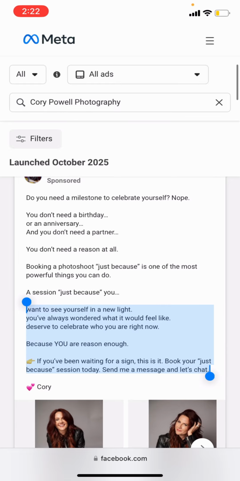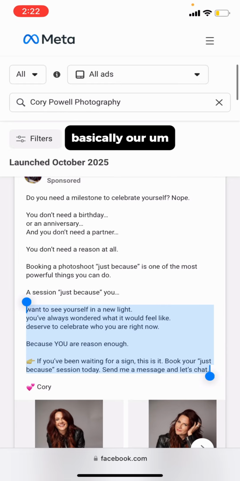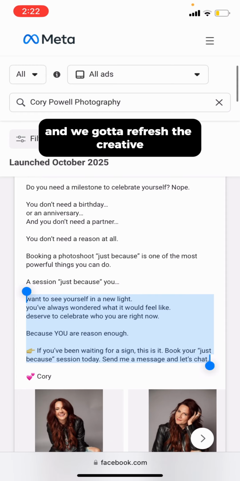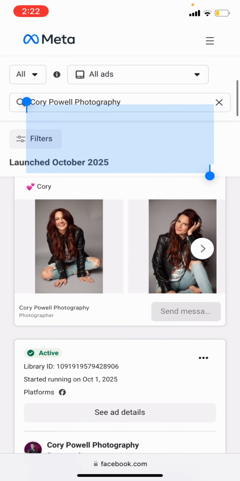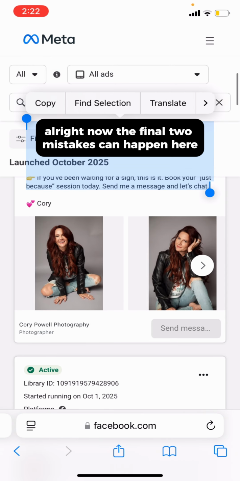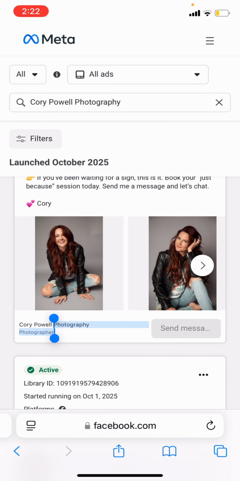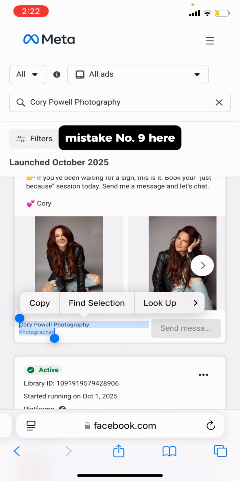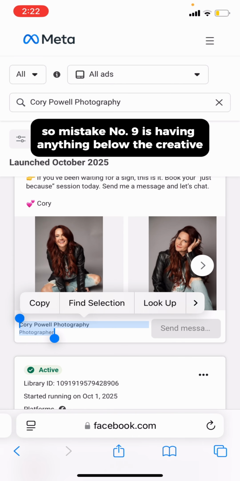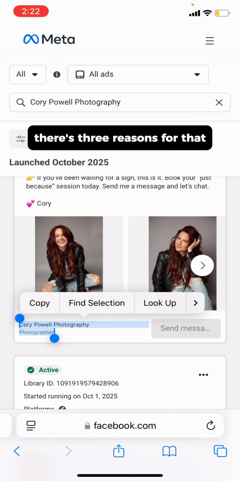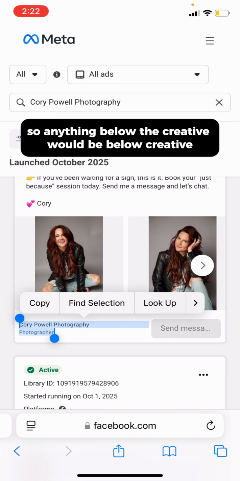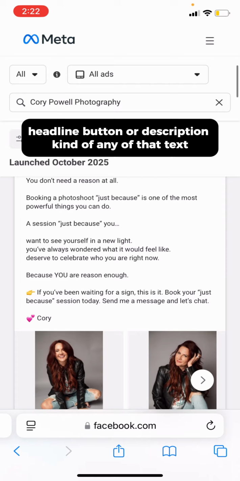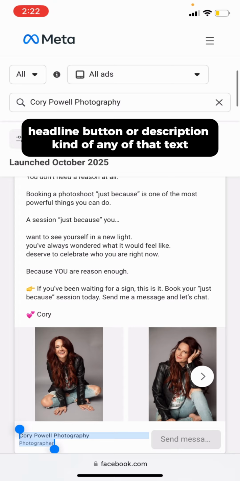And basically our ad dies out, our ad burns out, and we got to refresh the creative. All right, now the final 2 mistakes can happen here at the bottom of the ad. Mistake number 9 is having anything below the creative. There's 3 reasons for that. Anything below the creative would be the below-creative headline, button, or description, kind of any of that text.